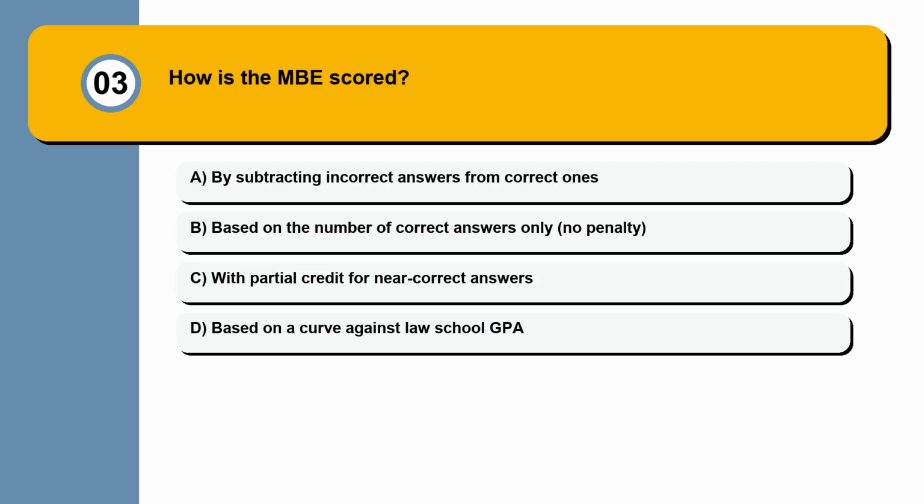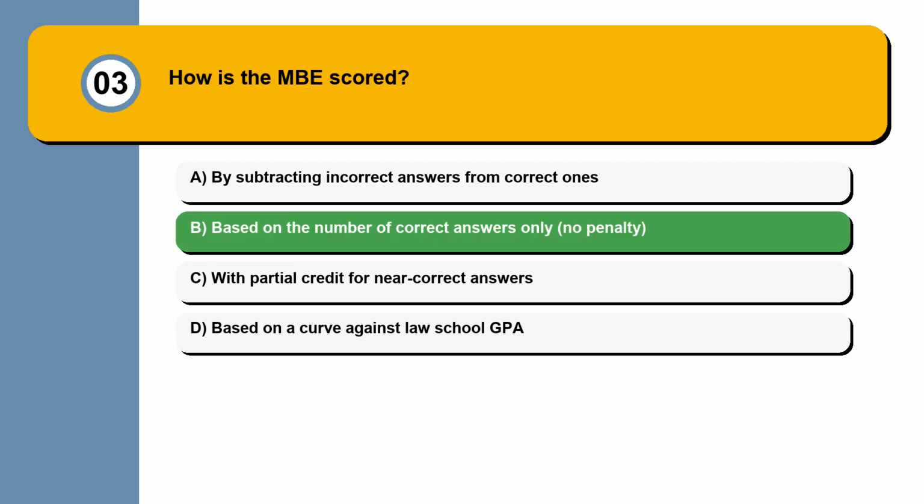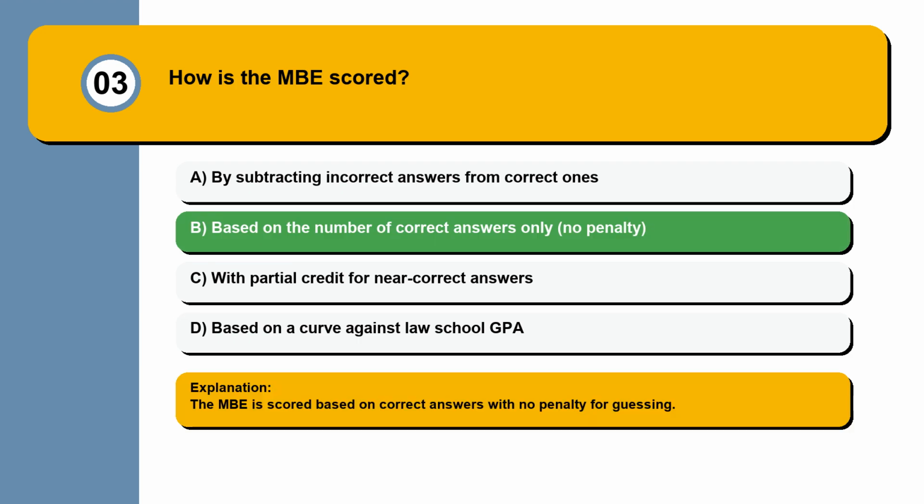Question 3. How is the MBE scored? By subtracting incorrect answers from correct ones. Based on the number of correct answers only, no penalty. With partial credit for near-correct answers. Based on a curve against law school GPA. The MBE is scored based on correct answers with no penalty for guessing.